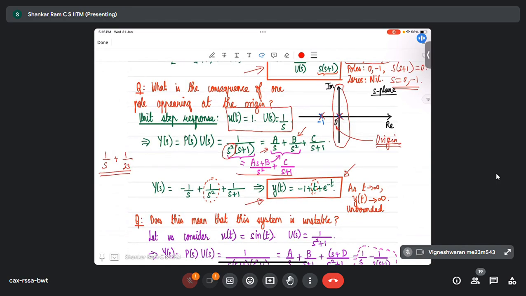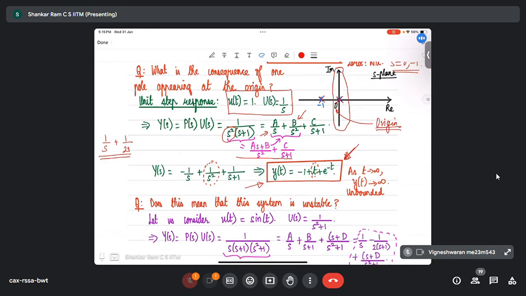So coming back to this example, we can observe that the unit step response of this system, which has a pole at the origin, is going to be minus 1 plus t plus e power minus t, right? Now we see something interesting. We observe that y of t will tend to infinity as t tends to infinity. So the output of the system is unbounded. We can observe that the unit step input is a bounded input, I'm sure all of us agree, correct? But then we can immediately observe that the corresponding output blows off to infinity in magnitude as t tends to infinity. Now, will you call the system stable or unstable?